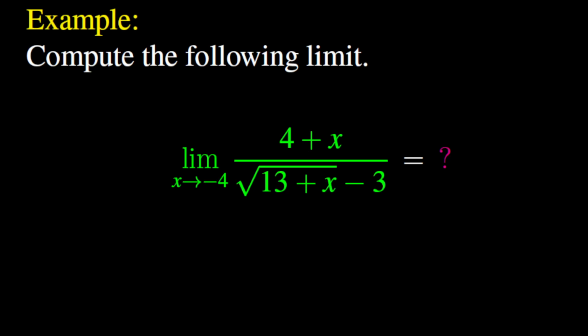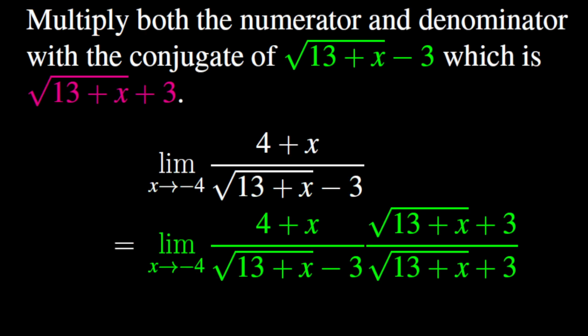Consider the limit as x goes to minus 4 of the fraction (4 plus x) over the quantity square root of 13 plus x minus 3. In order to simplify the radical term, we need to use the conjugate expression. As a result, we have to multiply both the numerator and denominator with the conjugate of square root of 13 plus x minus 3, which is square root of 13 plus x plus 3.